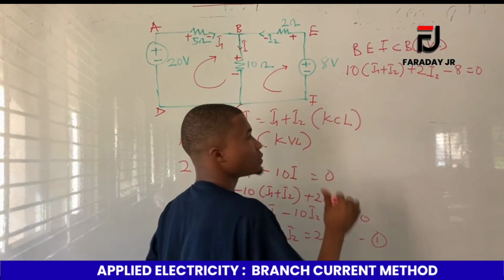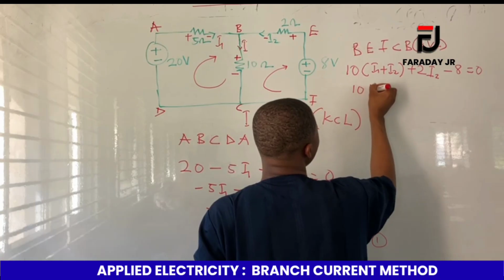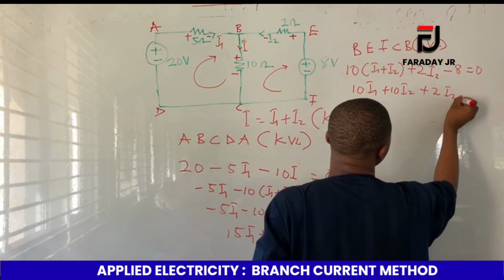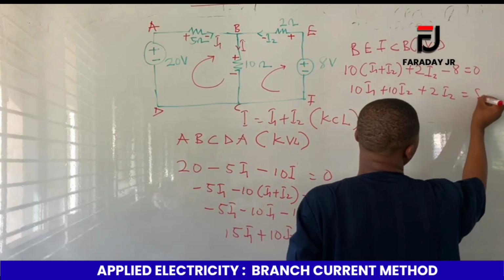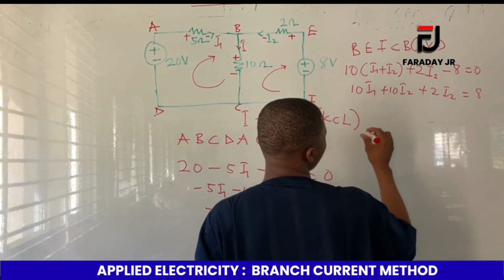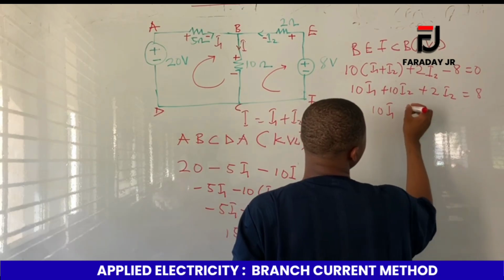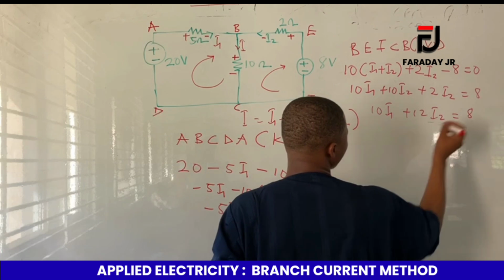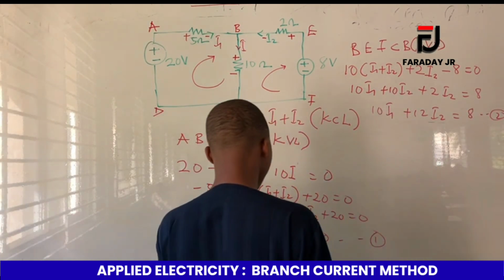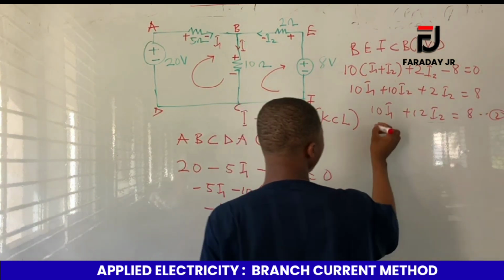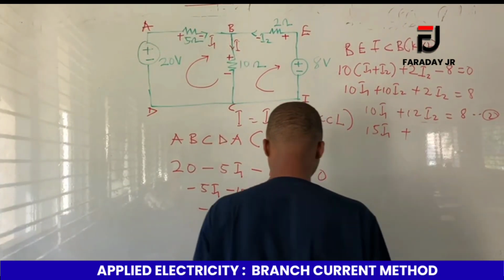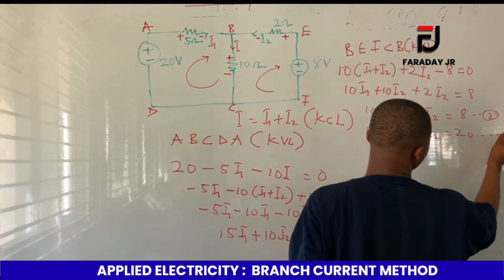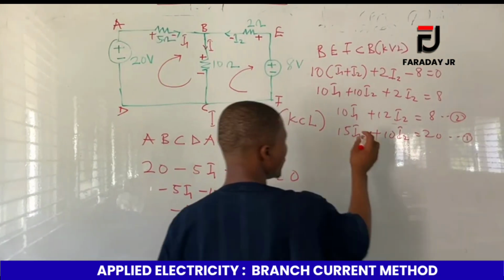Okay. Now, so we have 10 I1 plus 10 I2 plus 2 I2 is equal to 8. Let's add this together. We have 10 I1 plus 12 I2 equal to 8, right? Equation 2. So after that, we solve the two equations simultaneously. And then initially we had 15 I1 plus 10 I2 equal to 20. That's our equation 1. So after that, we solve this one simultaneously.